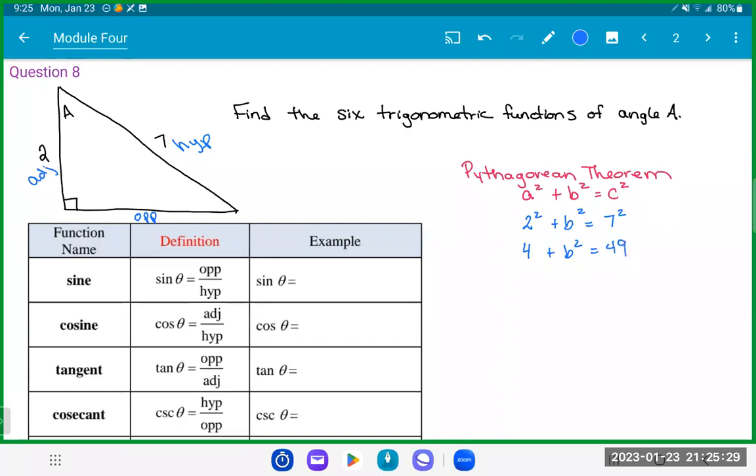We'll minus 4 from both sides. That's going to give us b squared is equal to 45. Now, if we take the square root of both sides, we get that b is the square root of 45.